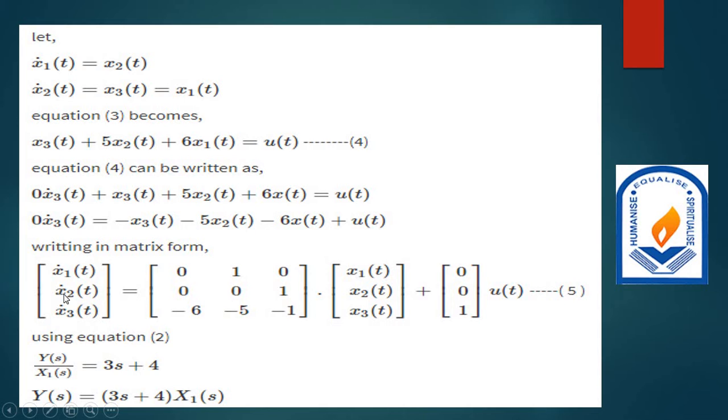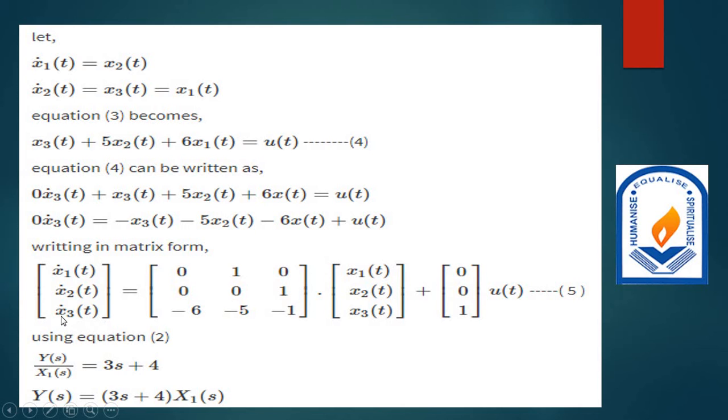Now the second, x2 dot of t. So x2 dot of t is nothing but x3 of t. So x3 of t is nothing but the third term. So the first two terms are not there in this equation. So we write 0, 0, 1.